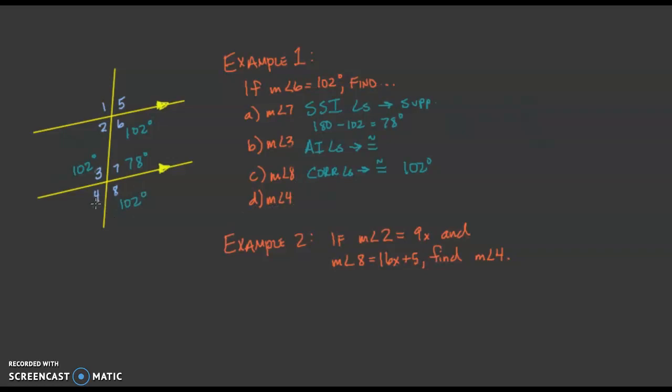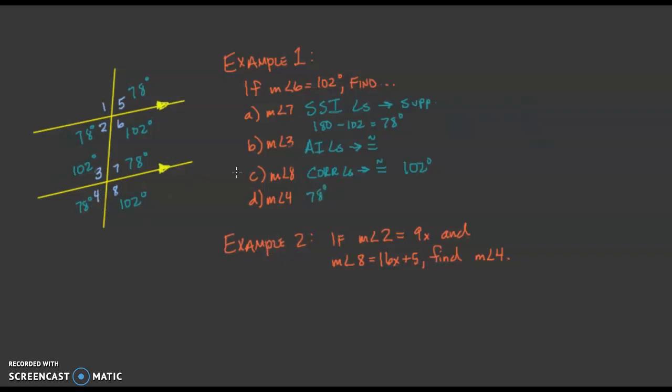Then lastly, I have angle 4. Now angle 4 would be congruent to angle 2 because they're corresponding angles. Or it could be congruent to angle 5 because they're alternate interior angles. Or it could be congruent to angle 7 because they're vertical angles. In any case, if I look at angle 2, for instance, I know that angles 2 and 6 have to add up to 180 because they're a linear pair. So they'd be 78 degrees. Angle 5 would be 78 degrees. I already know that angle 7 is 78 degrees. So all of that is pointing to angle 4 must be 78 degrees.